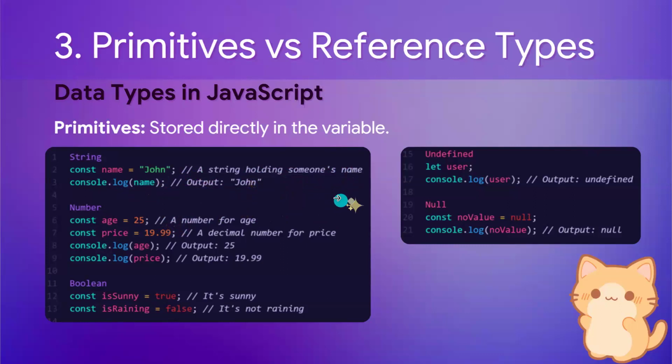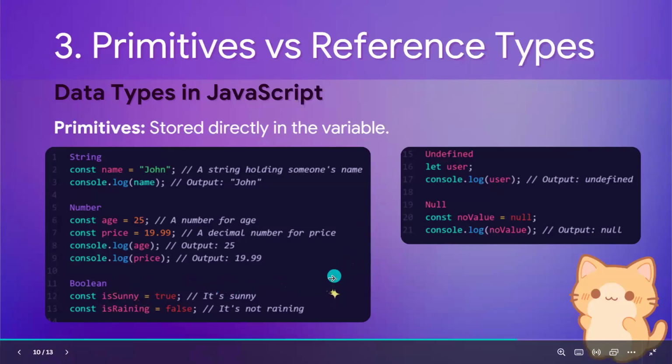Then you will have number. If you want to define a variable about the age, you will have 25. So this will be a number. If you want to define a price, you will have another number, and this is the kind of type that you will have in JavaScript as numbers.